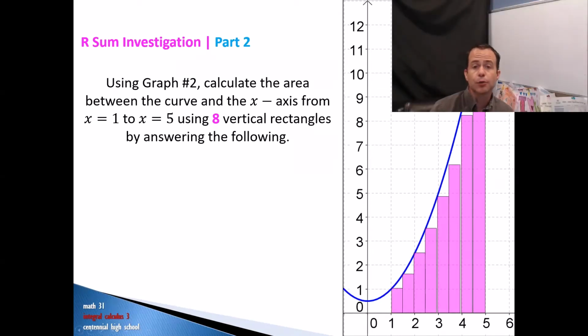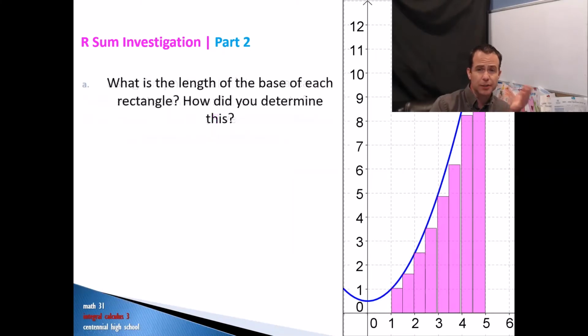So now we're going to go through similar questions to what we just did. What is the length of the base of each rectangle? Well, this time it's going to be a half. But how did I determine that? I took the distance, which was 5 minus 1, and I divided by the amount of rectangles that I wanted. So 5 minus 1 over 8, that equals 1/2.